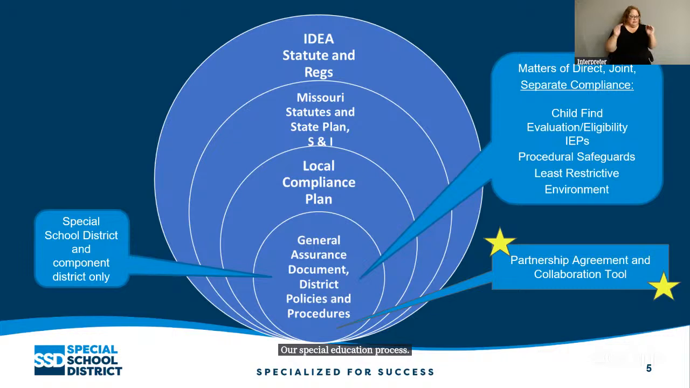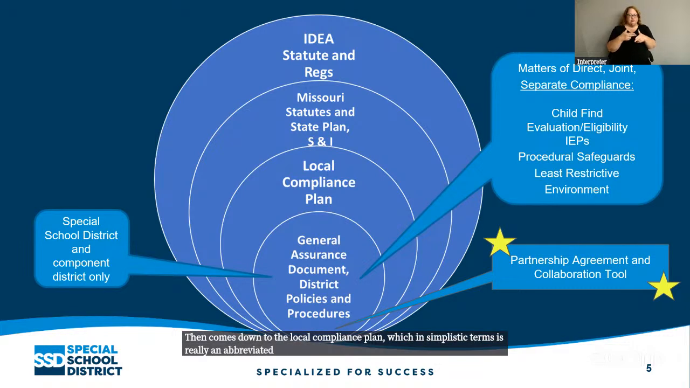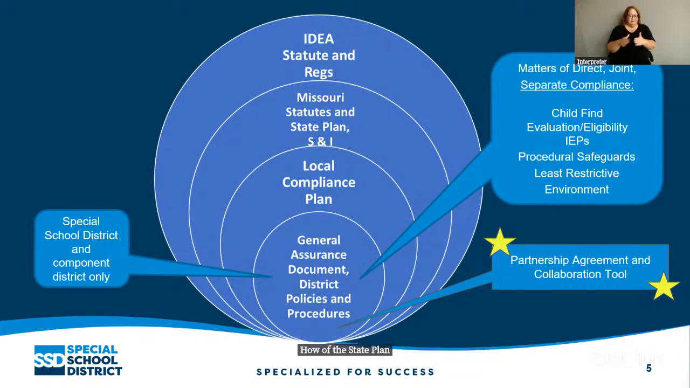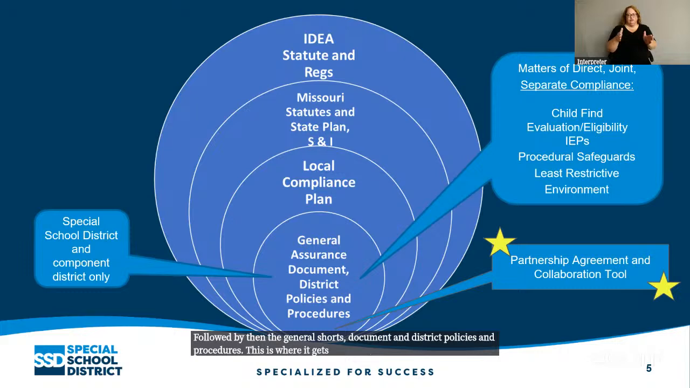Then comes down to the local compliance plan, which in simplistic terms is really an abbreviated model of the state plan, followed by then the general assurance document and district policies and procedures. This is where it gets down to the local level. As we know, special school district is very unique in that we are a dual district system, so we have not only special school district, but also the partner districts.